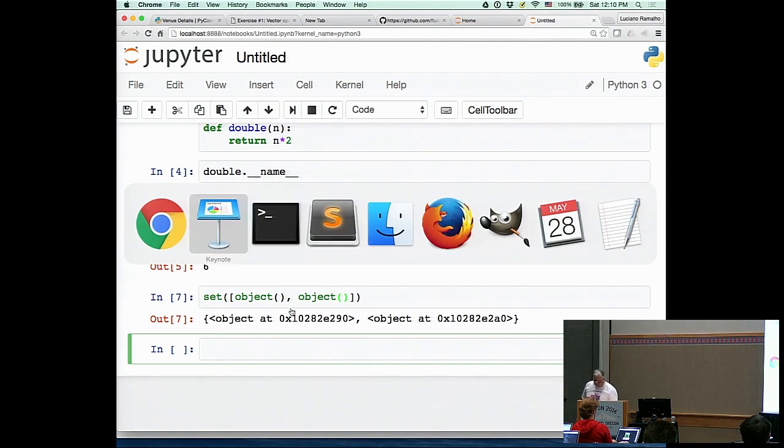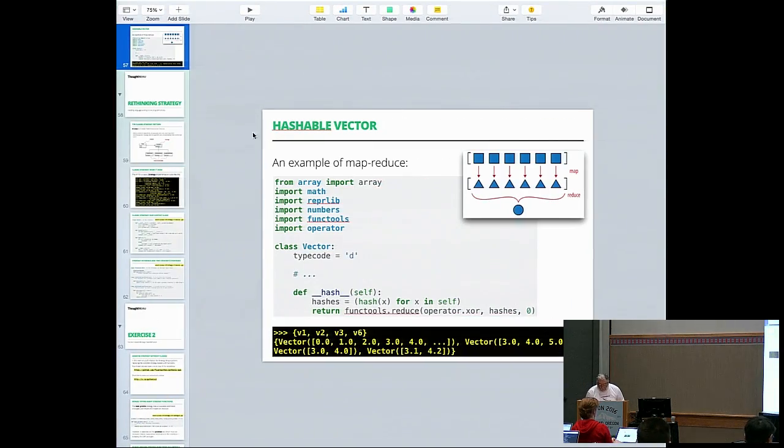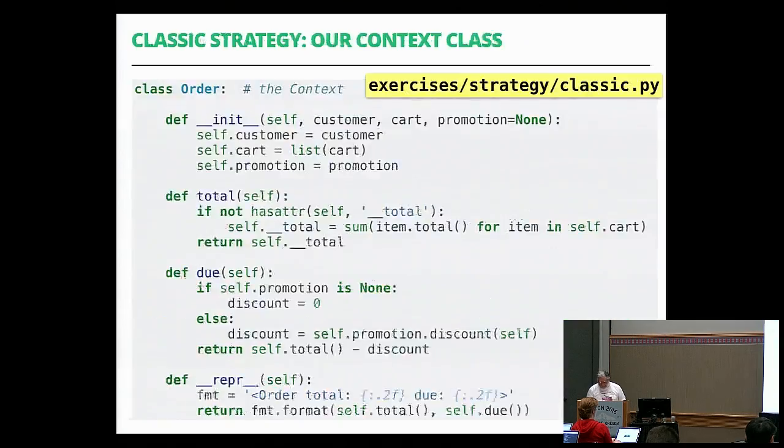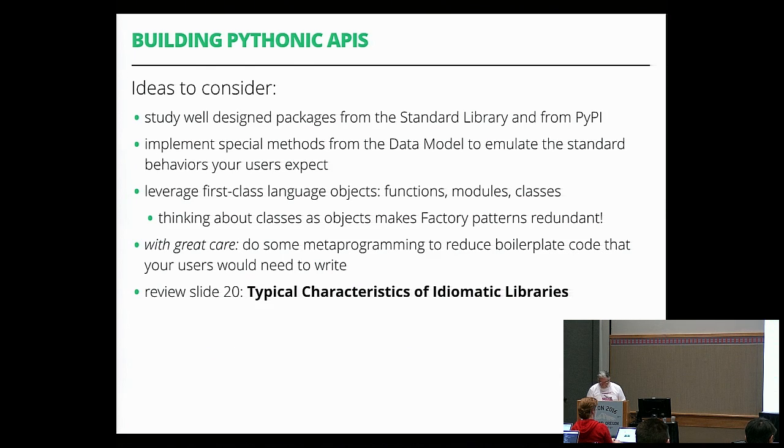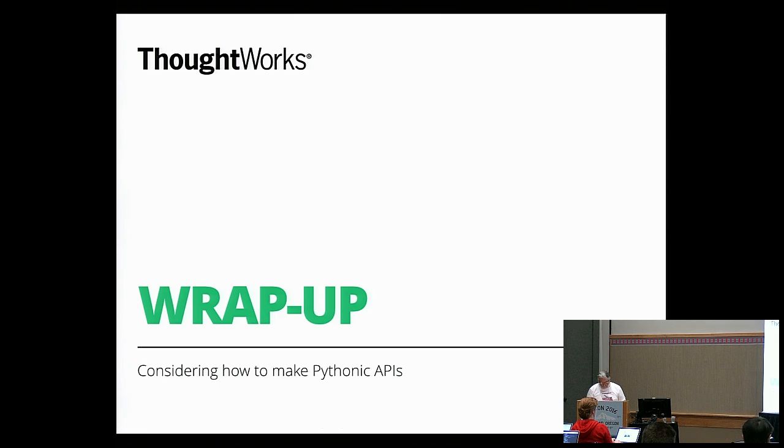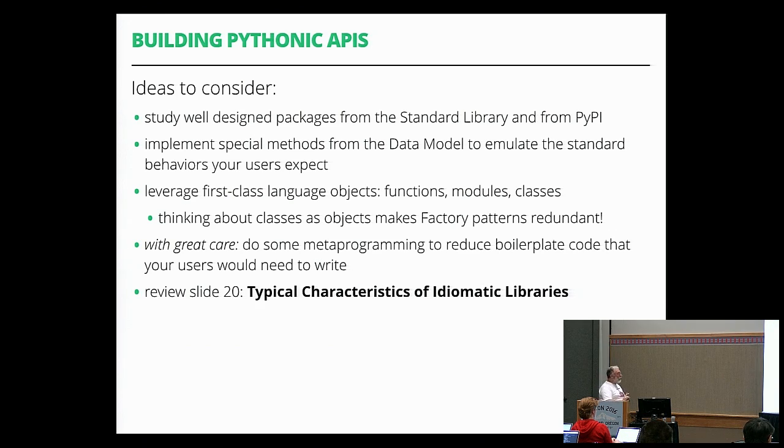Okay, so that's pretty much what I had. I have some wrap-up slides, and then we can have Q&A and go for lunch. So, wrap up, considering how to make Pythonic APIs. Ideas to consider: you should study well-designed packages from the standard library and from the Python Package Index, like requests and PyPy. Implement special methods from the data model to emulate the standard behaviors your users expect.